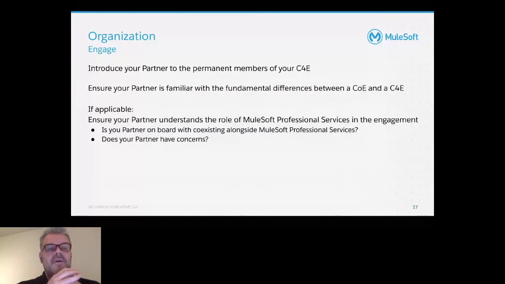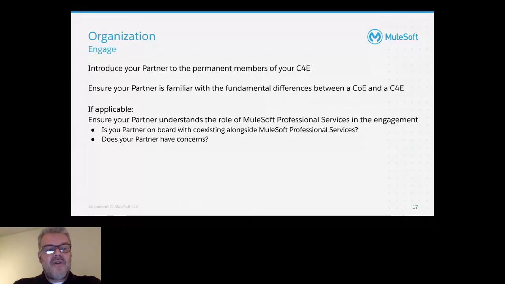And finally, how do you engage? First of all, you have to introduce your partner and all the resources the partner brings in to the permanent members of your C4E. And you need to ensure that your partner is familiar with the fundamental differences between a center of excellence and a center for enablement. And again, customer success can help you there, but also partners have access to the Catalyst Knowledge Hub, and they can read all about the differences between a COE and C4E. And as a contractor, I would definitely recommend you read up on C4E because that is something that all our customers are implementing, and it will help you tremendously if you know exactly what that means.